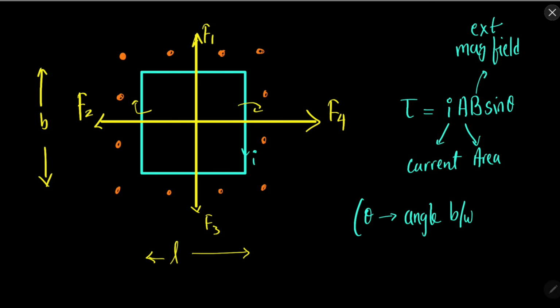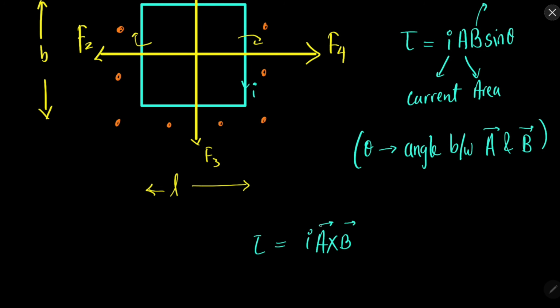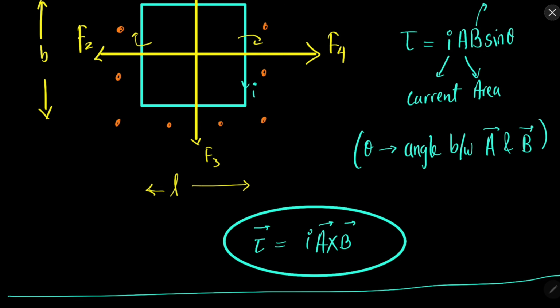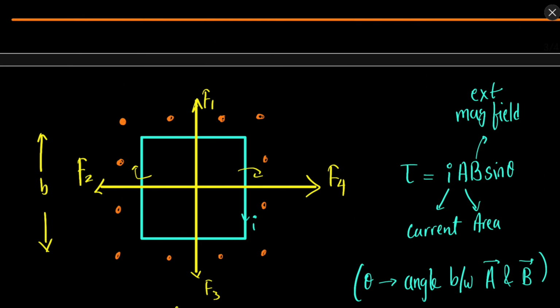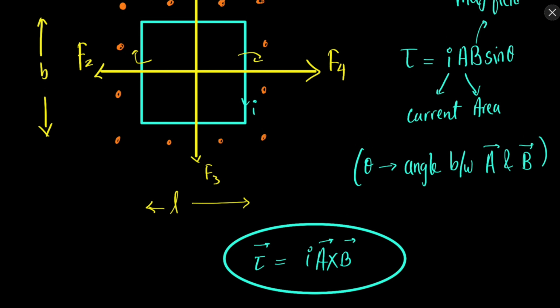Angle between A and B. So torque is equal to I A cross B. Whenever we have a current carrying loop in an external magnetic field, it will experience a torque if it is at some angle with respect to the magnetic field apart from 0 degree. So therefore there will be a torque which is given by this formula.